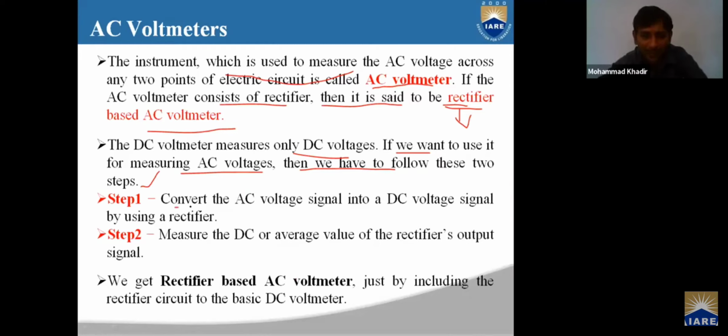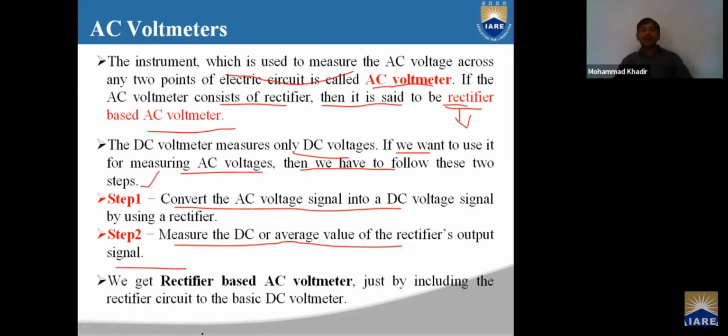One is to convert the AC voltage into DC voltage by using the rectifier circuit. Another one is to measure the DC or average value of the rectifier output signal. By that we can measure what amount of AC is in the circuit. We get a rectifier based AC voltmeter just by adding the rectifier circuit to the basic DC voltmeter. Whatever the DC voltmeter consists of, we just add one rectifier circuit to that instrument, and then that instrument is called an AC voltmeter.